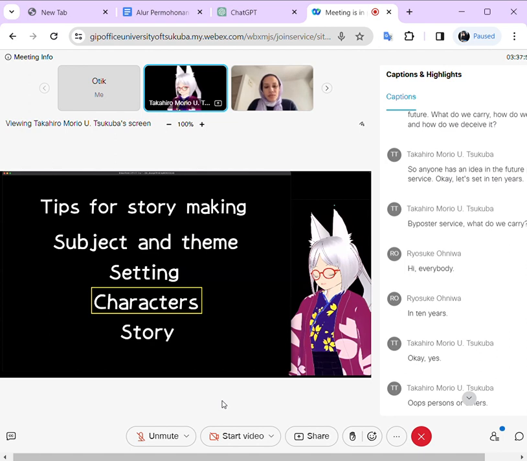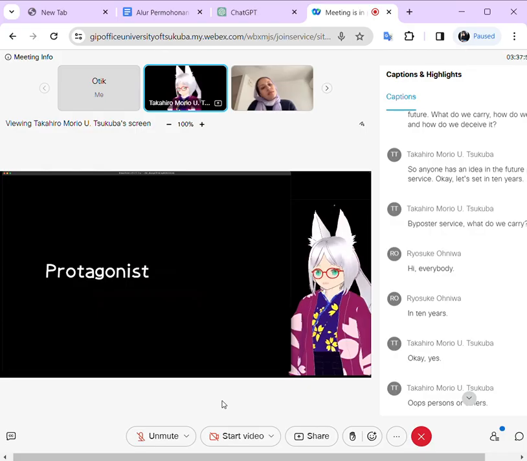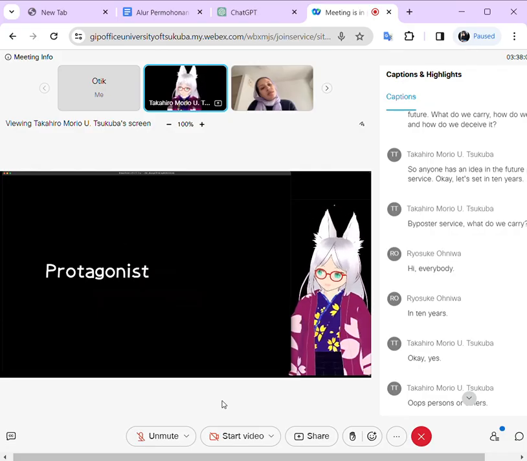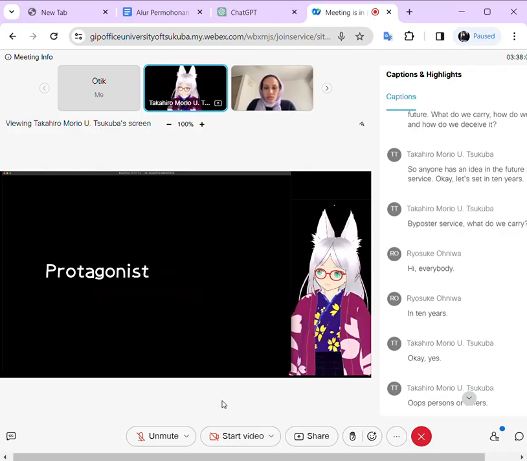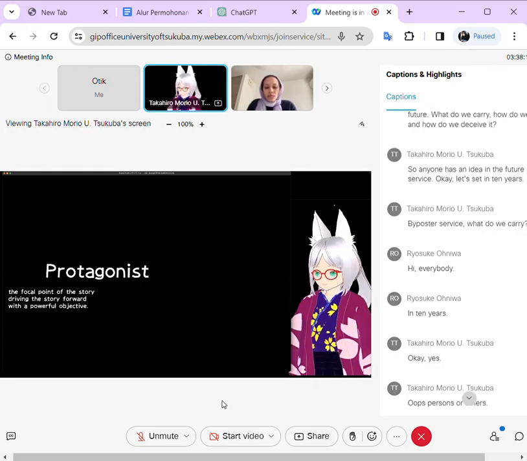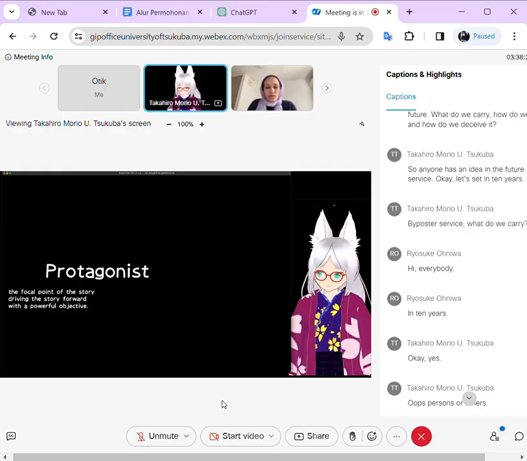And for setting characters, it is one of the most difficult points. Of course, you can set a lot of characters, but it may make the story very complicated. So start by setting four main characters. The first is the protagonist. The protagonist is the focal point of the story, driving it forward with a powerful objective. The protagonist has some objective to solve and achieve.